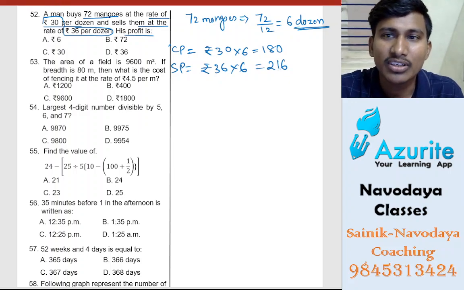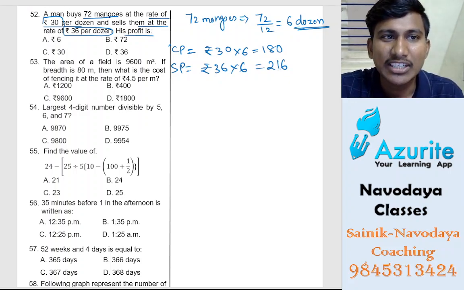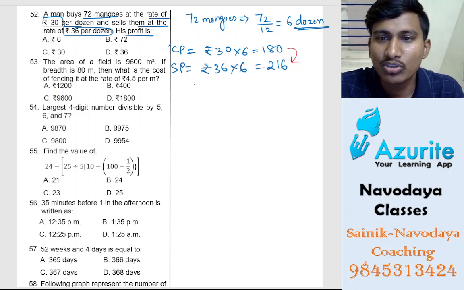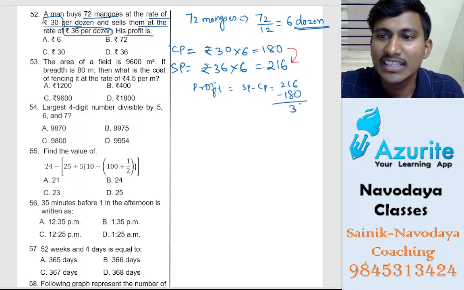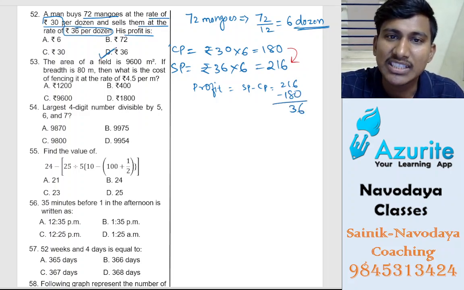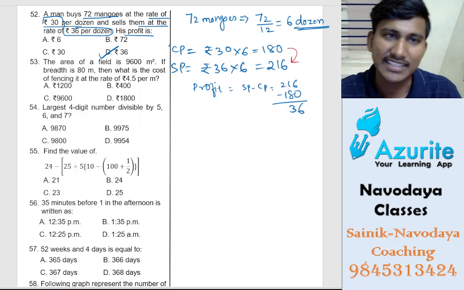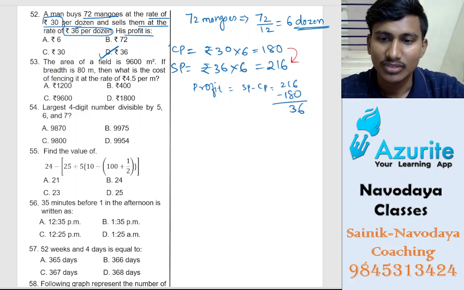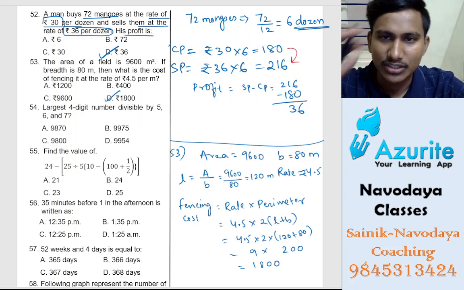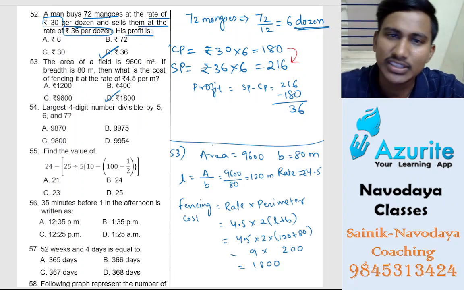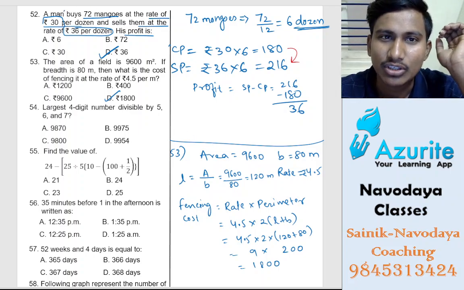So he bought for 180 and sold it for 216. What is the profit? He is selling for more. So profit will be, we have to subtract: selling price minus cost price, that is 216 minus 180. It will be 36 rupees. Option D is the answer. Understood how to do it? Okay. Now see here students, once again question 52. There is one shortcut also, right? How do we do the shortcut?